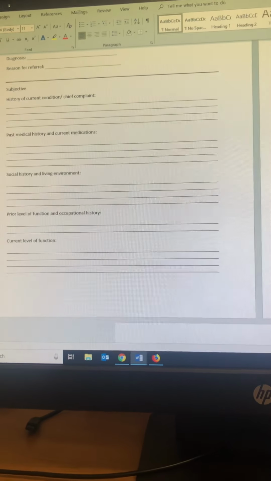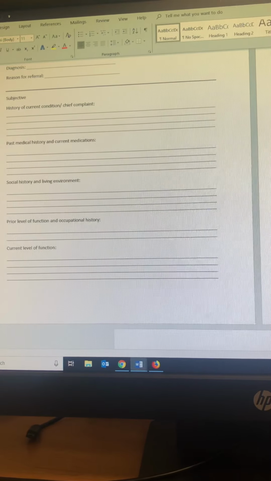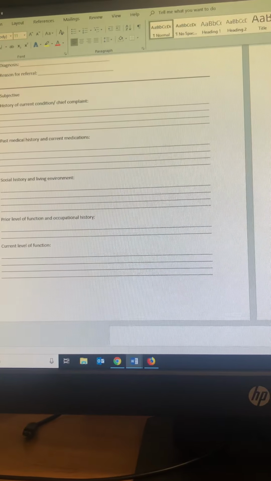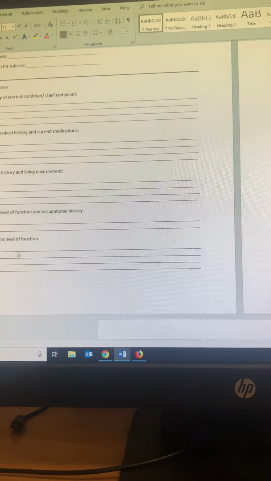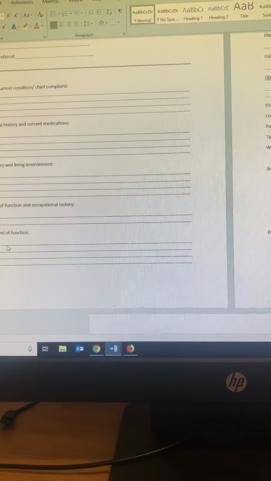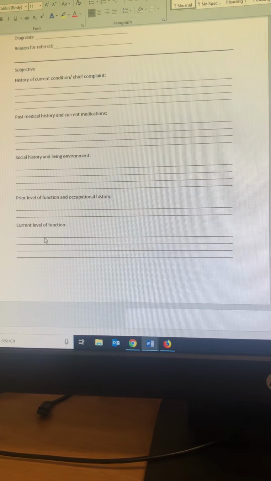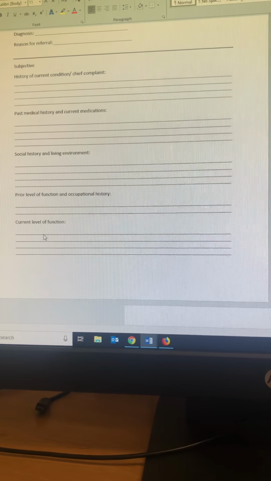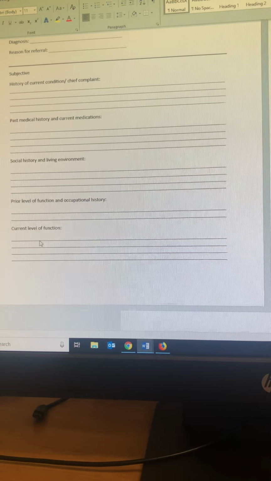Current level of function. So we gave you an option. You could just write C attached from under evaluation objective. But if you do choose to fill this section out, again, it's subjective. So you should say patient states X, Y, and Z. Maybe patient is aware that they're not able to dress themselves. So maybe the patient says, I'm unable to put my socks on, or I'm unable to get up and go to the bathroom because of pain. You could write that there.